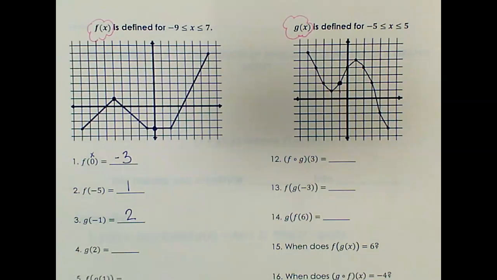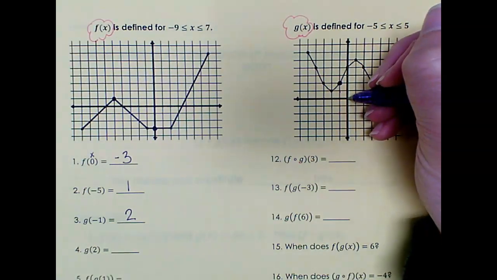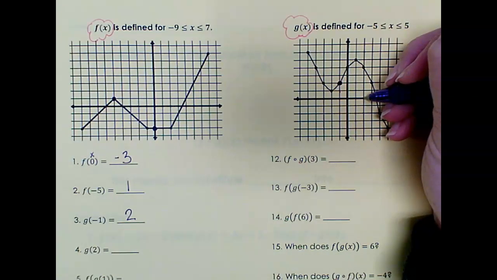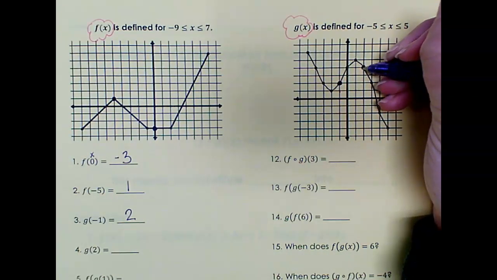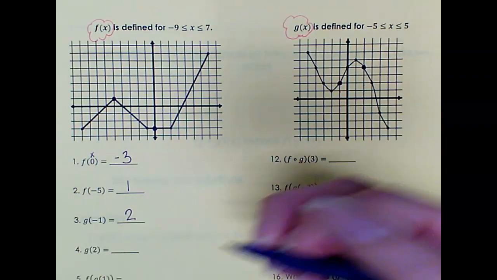If I need to find g of 2, I go to the g graph, I go to an x value of 2, I go up to my graph. That's 1, 2, 3, 4.